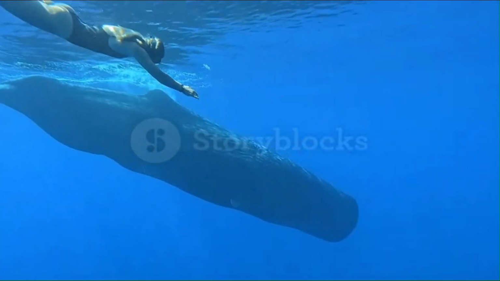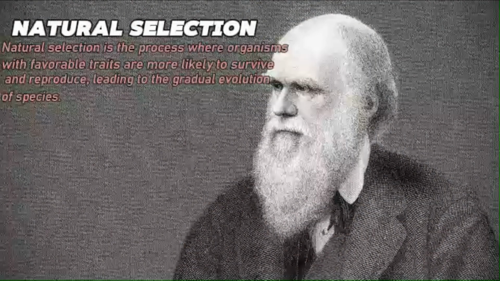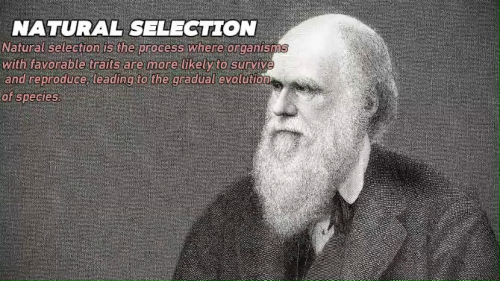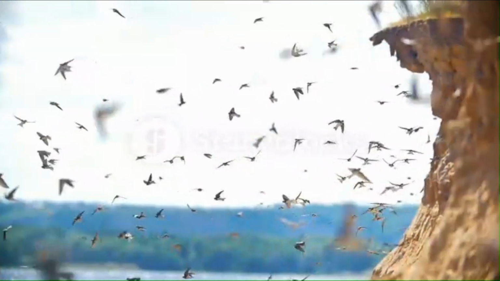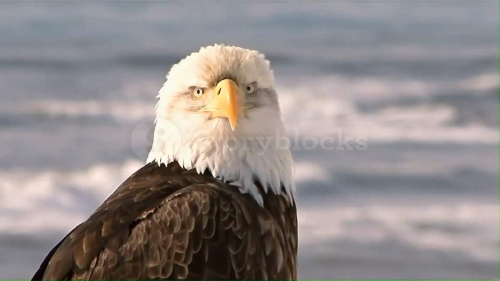But how does evolution actually work? One of the key mechanisms is natural selection, a term first coined by Charles Darwin. Let's break it down. Imagine a population of birds living on an island. Some have long, narrow beaks, while others have short, strong beaks.